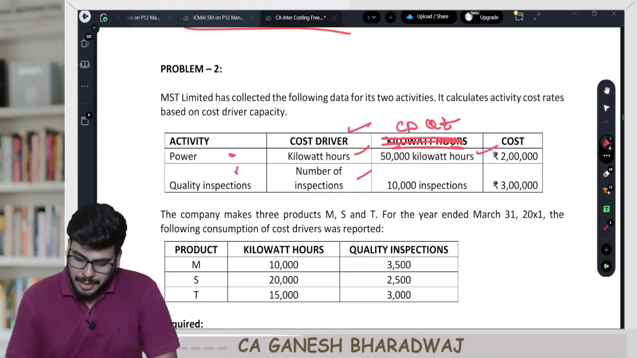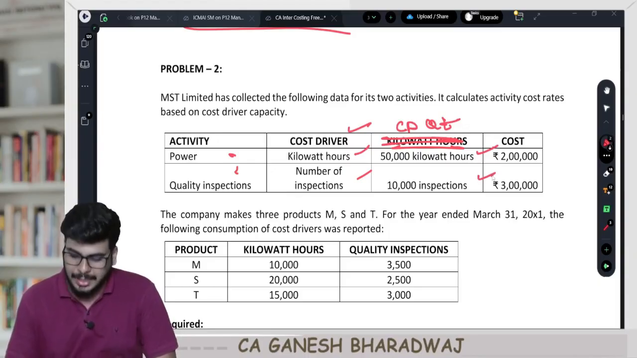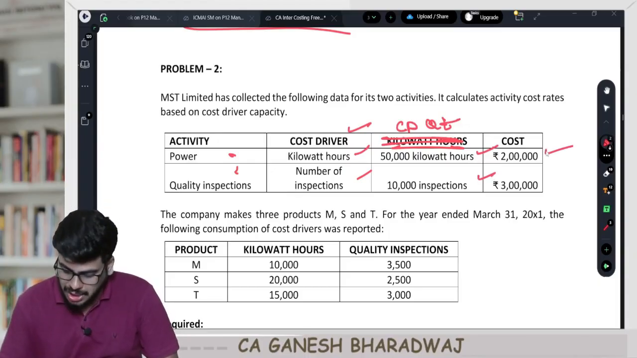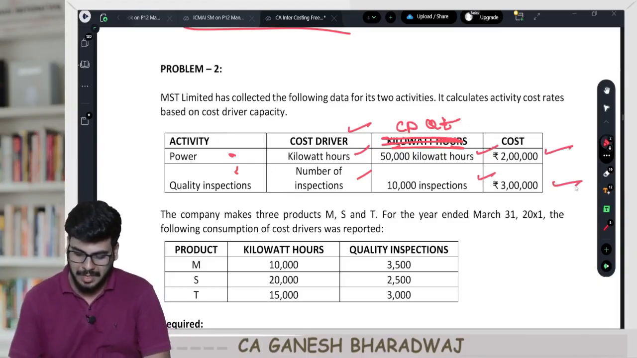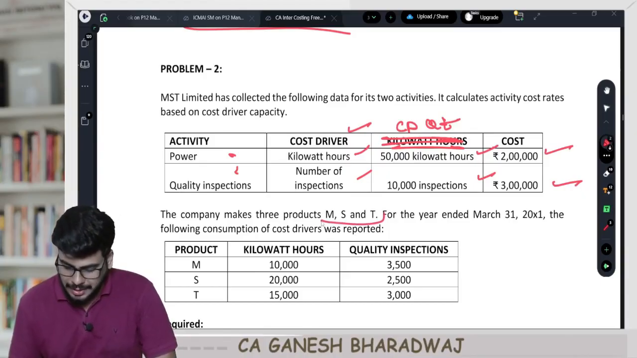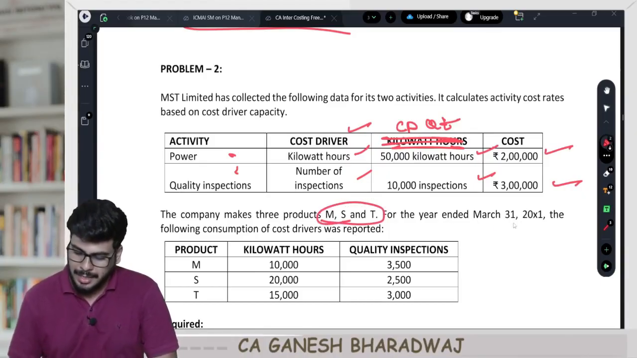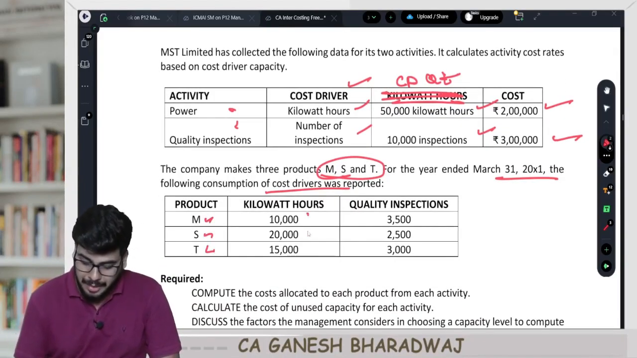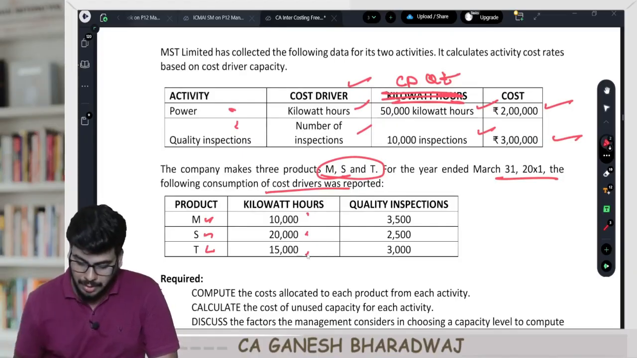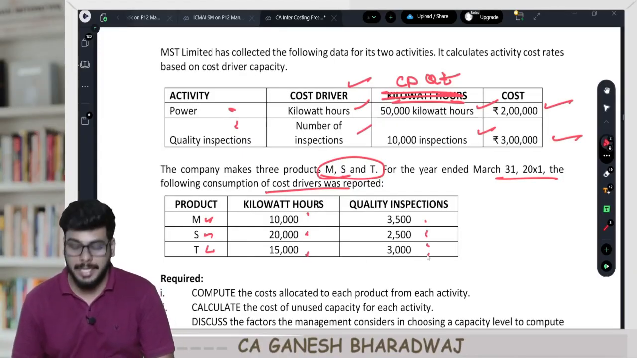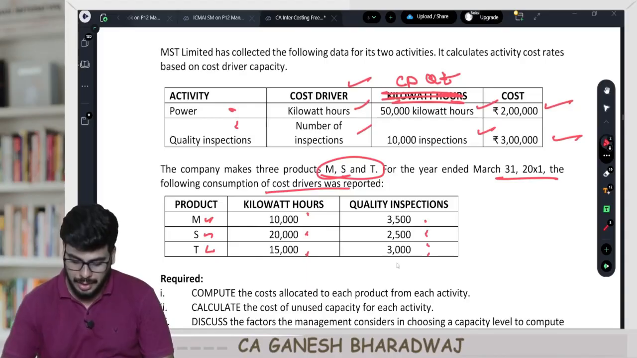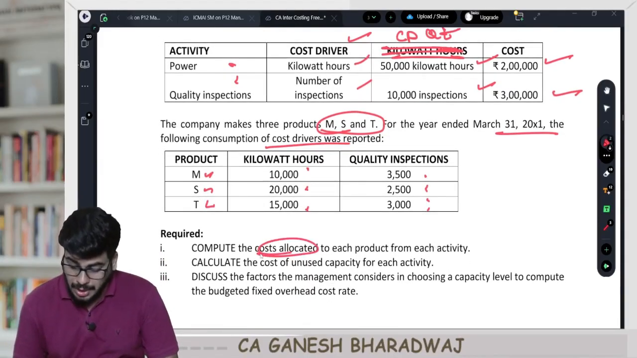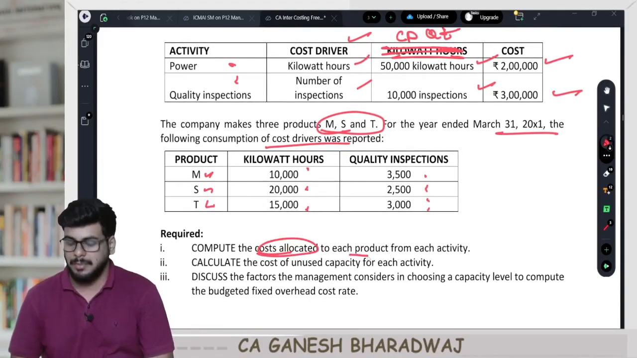So there are 50,000 kilowatt hours budgeted and 10,000 inspections budgeted, and the cost pool is 2 lakh and 3 lakh respectively. The company makes 3 products, M, S and T. For the year ended 31st of March, the following consumption of cost drivers were reported. Product wise, they have given the total kilowatt hours consumed and the total quality inspections done. Are you clear with this? Now compute the costs allocated to each of the products from each of the activities.